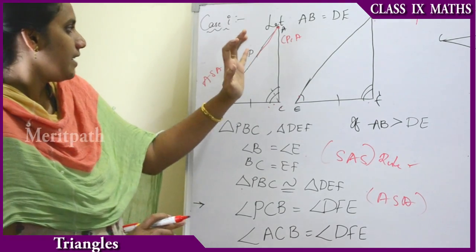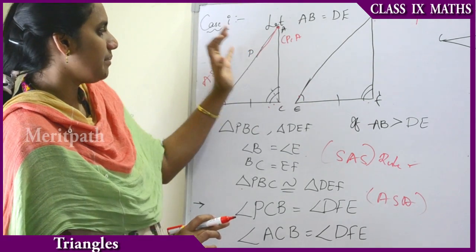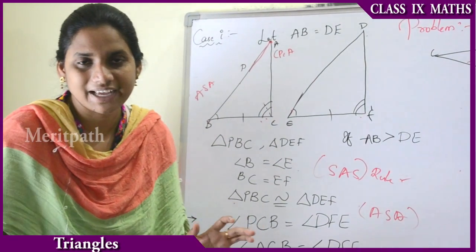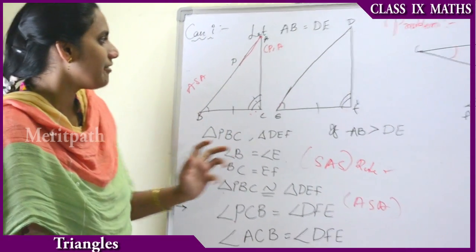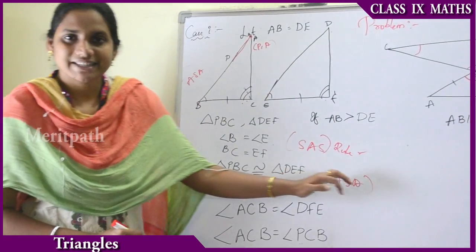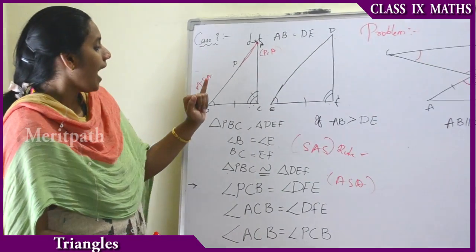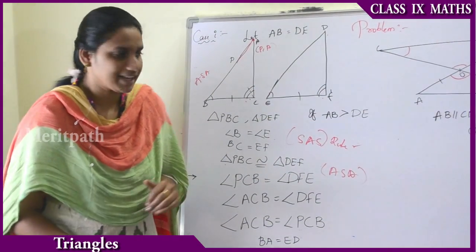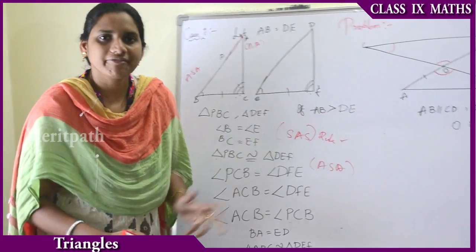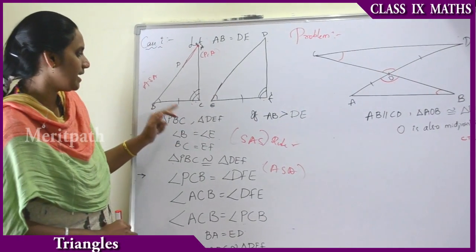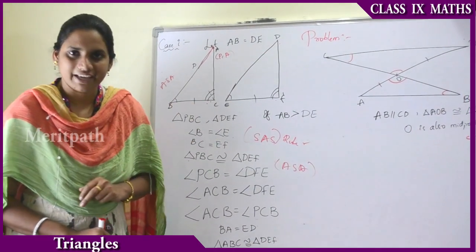That means the points should be the same, and only then will the congruency of these two triangles be verified. Therefore, according to the angle side angle rule, angle B and angle E are equal, and angle C and angle F are equal, and the side included between these two angles will be equal, that is, BC and EF.